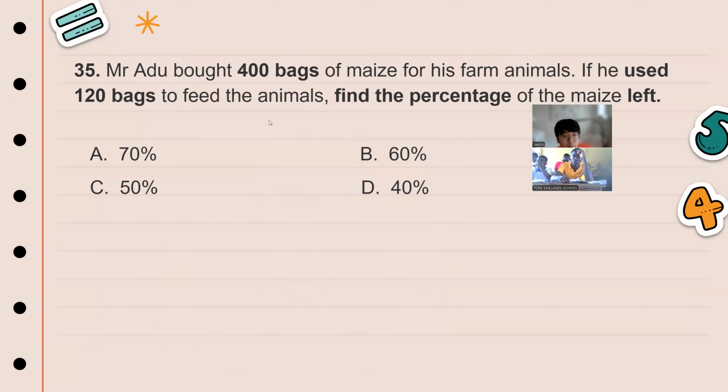Mr. Adu bought 400 bags of maize for his farm animals. If he used 120 bags to feed the animals, find the percentage of the maize left.